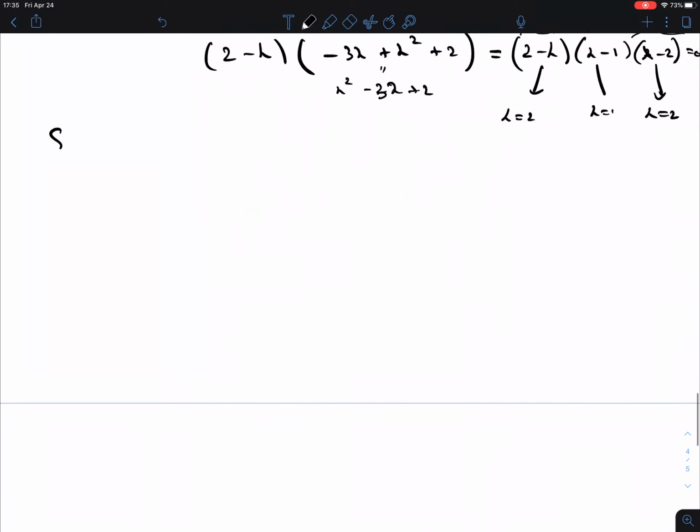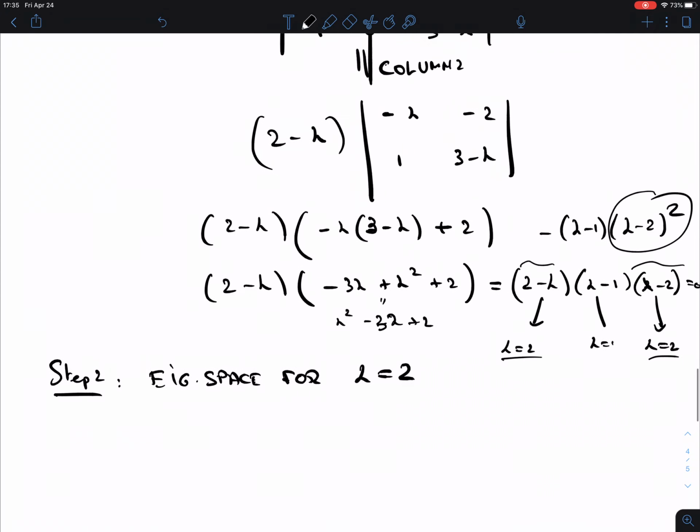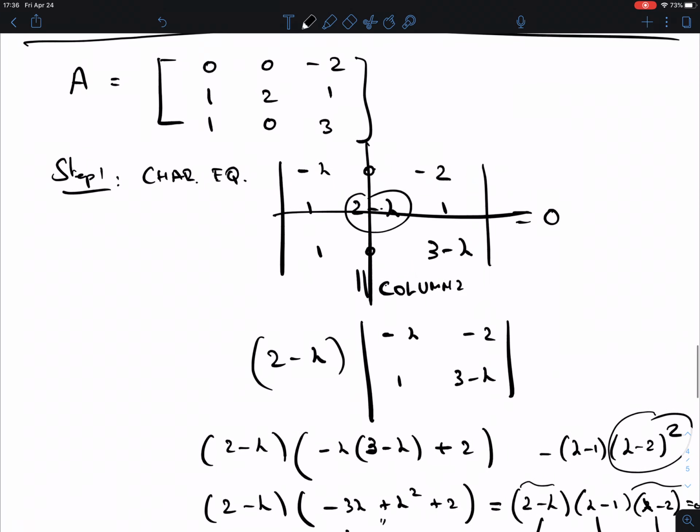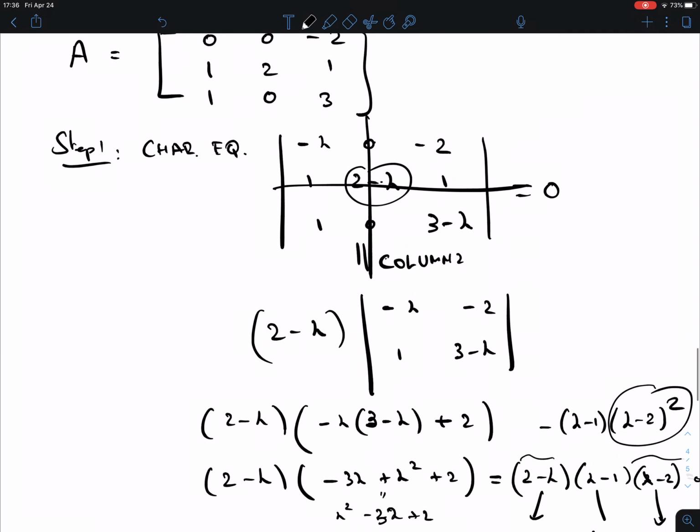So let's now do step 2, the eigenspaces. Eigenspace for, it doesn't matter which one I do first, I'm going to do the hardest one first, because there are 2 here now. Lambda is 2. So we replace lambda with 2 in our original matrix. So we're going to do lambda is 2.